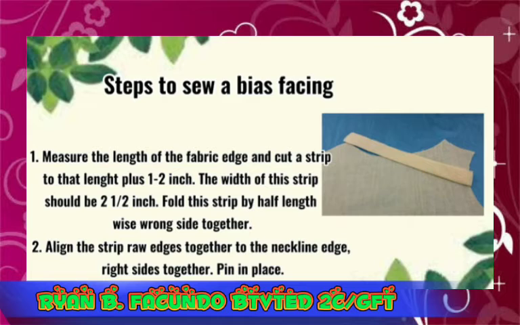Steps to sew a bias facing. First, measure the length of the fabric edge and cut a strip to that length plus 1/2 inch. The width of this strip should be 1/2 inch. Fold the strip in half lengthwise, wrong sides together.